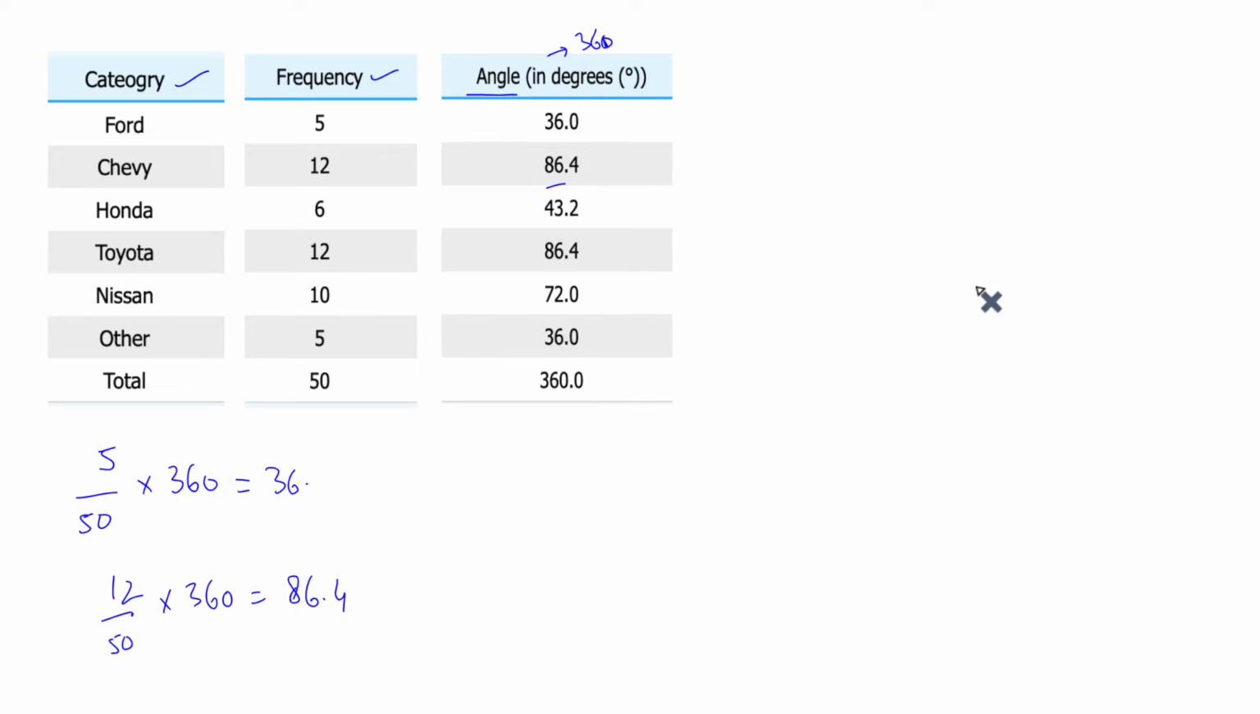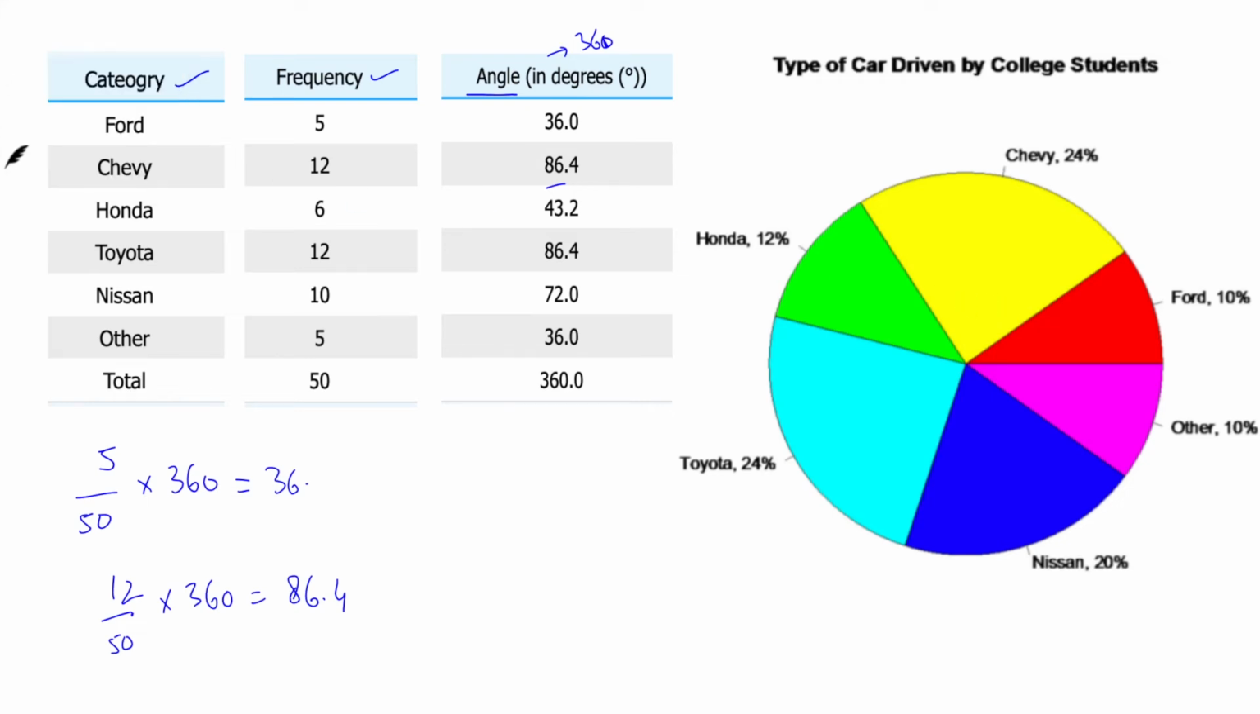I've drawn the pie chart for you. It will look something like this. So you see, the bigger the frequency, the bigger the sector will be. The bigger the frequency, the bigger the sector.